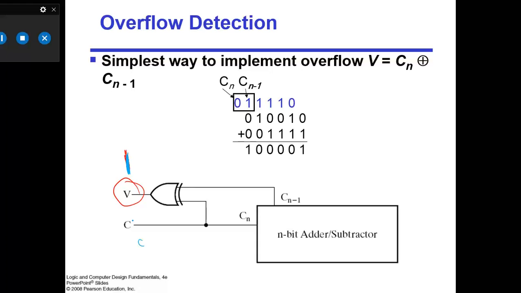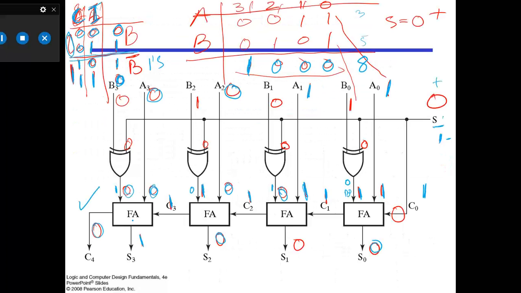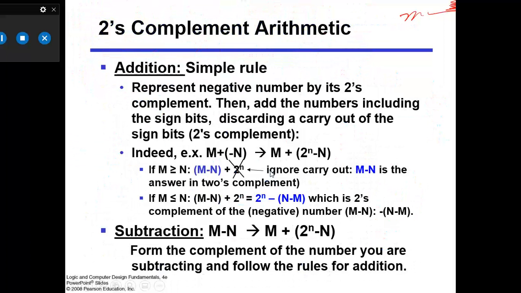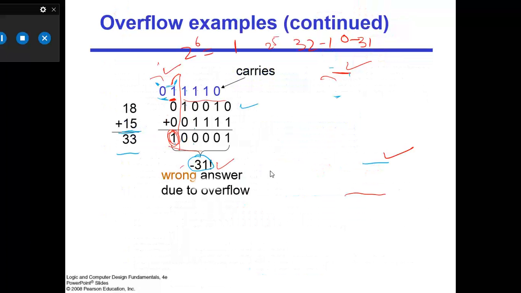So carry generation and overflow detection can be catered for by adding this overflow circuit into the previous circuit that we have seen here. We can add the carry overflow here, so we can do this. So this was basically overflow detection.